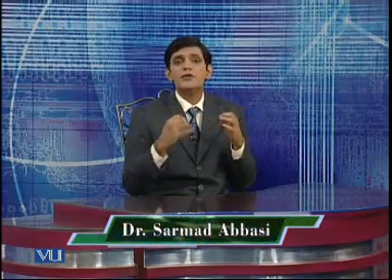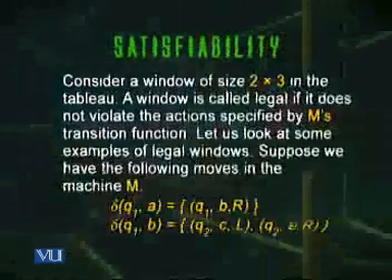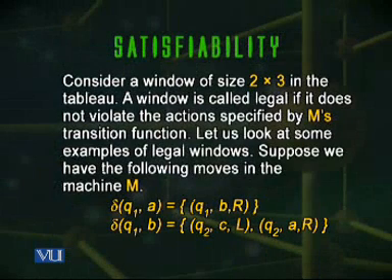For that, we need to go back to a concrete non-deterministic Turing machine. So let's take, for example, the following non-deterministic Turing machine. Suppose we have a Turing machine M which has the following moves. When it's in the state Q1 and it reads A, it moves into the state Q1, so it stays in the same state, writes a B and moves to the right. If it's in the state Q1 and reads a B, it can either go to the state Q2, write a C and move left, or go to the state Q2, write an A and move right.